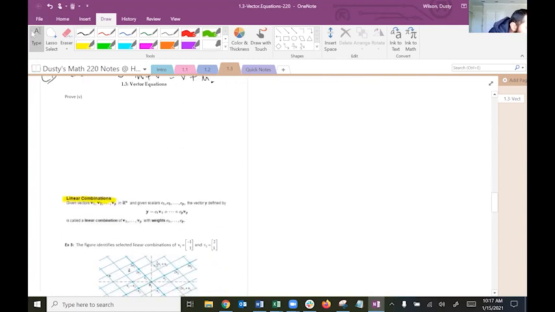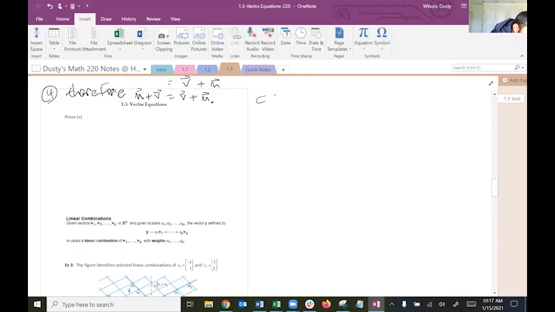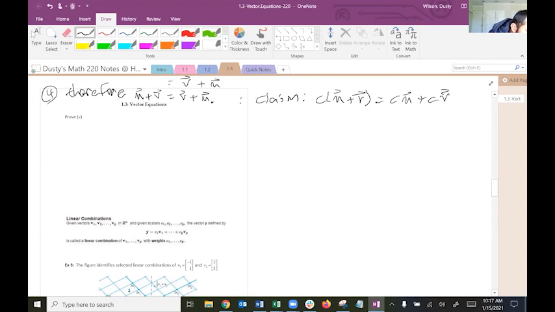So let's prove the fifth one. We're going to start by writing down our claim. And so our claim is that c times u plus v equals cu plus cv. So that's our first line. Then our second line is we write the word proof, underline it, and put a period. Third thing we do is we start with our lets. In this case, you'll notice that there's a c, a u, and a v all showing up in that claim.